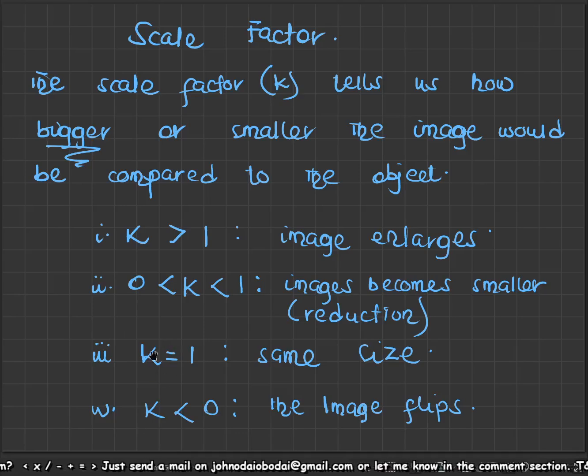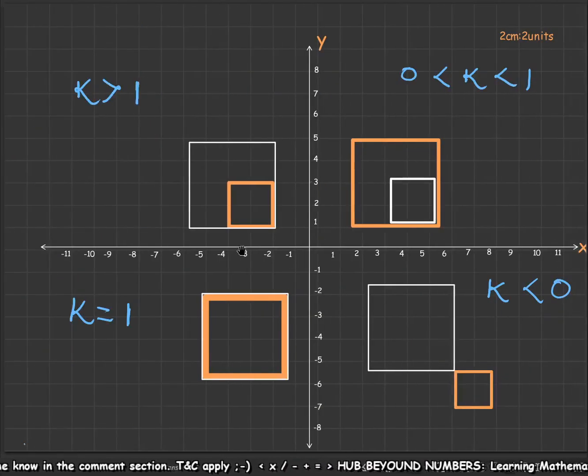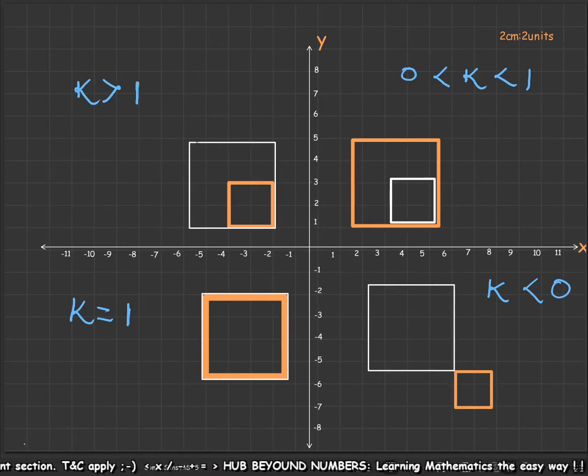Now, if your scale factor is 1, then the size of the image and that of the object are all the same. But if your scale factor is less than 0, then your image will just flip. So this here is an illustration of all that we have said so far. This is when your scale factor is greater than 1.